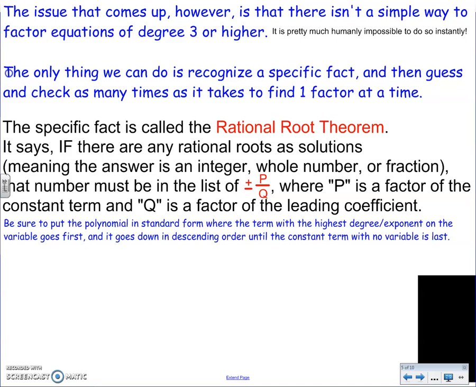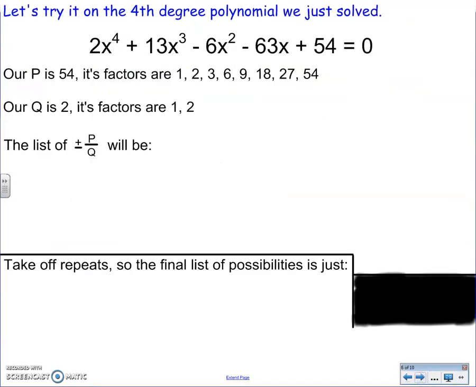So you all know you have x squared first, then x, then no x, right? Or x to the fifth power, then x to the fourth power, then x to the third power, x to the second power, x to the first, and x to 0. All right, so let's try it on this fourth degree polynomial we just solved using the calculator.